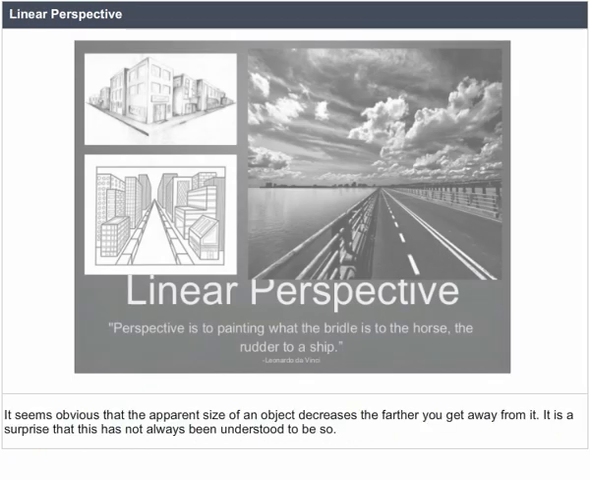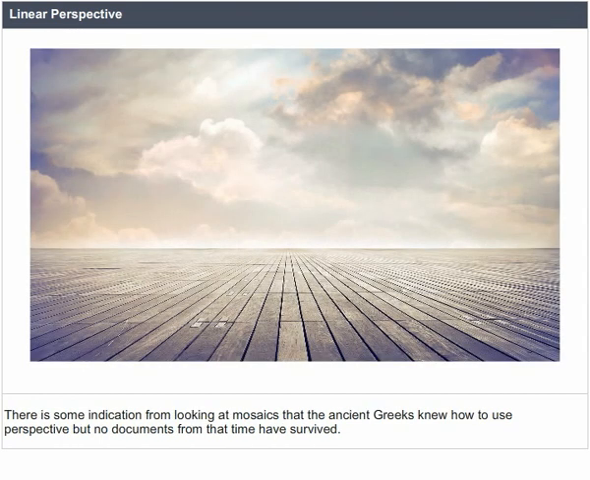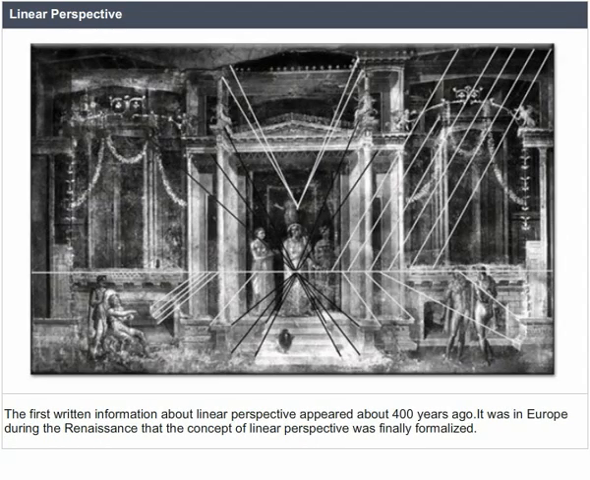Linear perspective. It seems obvious that the apparent size of an object decreases the farther you get away from it. It is a surprise that this has not always been understood to be so. There is some indication from looking at mosaics that the ancient Greeks knew how to use perspective, but no documents from that time have survived. The first written information about linear perspective appeared about 400 years ago. It was in Europe during the Renaissance that the concept of linear perspective was finally formalized.